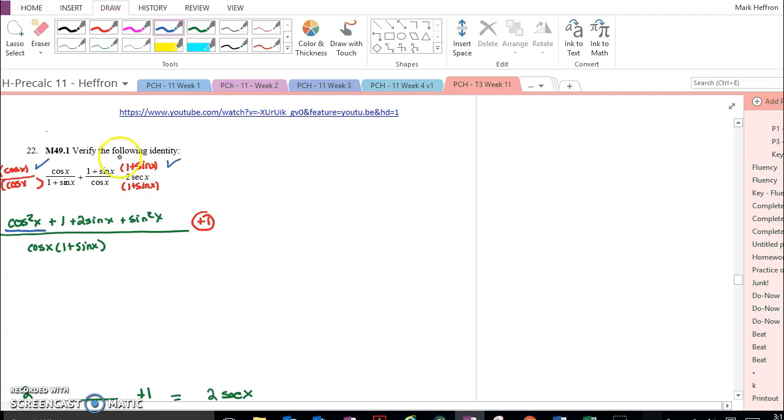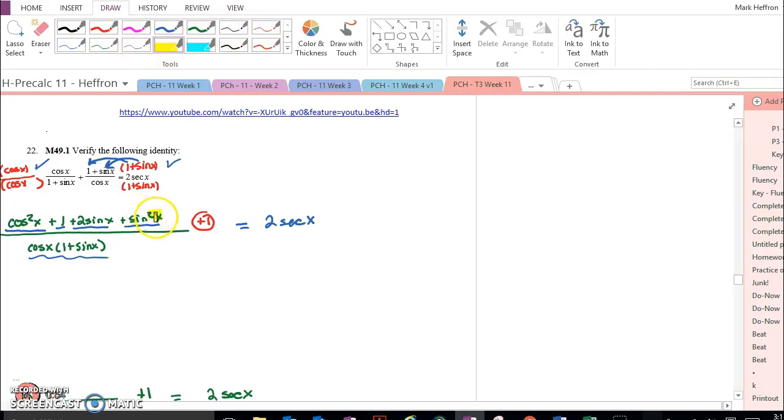The next one, lots of errors came when people just squared each term, but that's not truly what's happening. We have to FOIL this, just like any other kind of polynomial. So we have 1 when 1 times 1 is multiplied, 2 sine of x, and sine squared. And in the denominator, this truly is common. And all this must equal 2 secant x if it's to be true.